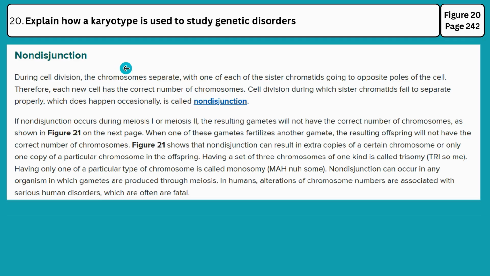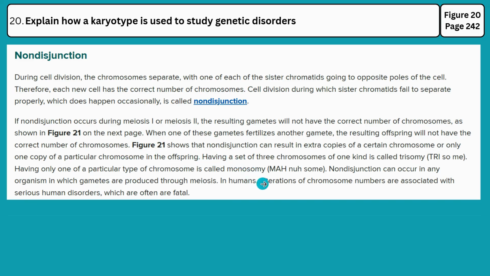Then what is non-disjunction? During cell division, the chromosomes separate, with one of the sister chromatids going to the opposite poles, so new cells are formed. Sometimes during cell division, sister chromatids fail to separate. They're not separating properly. This is called non-disjunction. If non-disjunction occurs during meiosis 1 or meiosis 2, the gametes will not have the correct number of chromosomes. When one of these gametes fertilizes another gamete, the resulting offspring will not have the correct number of chromosomes.